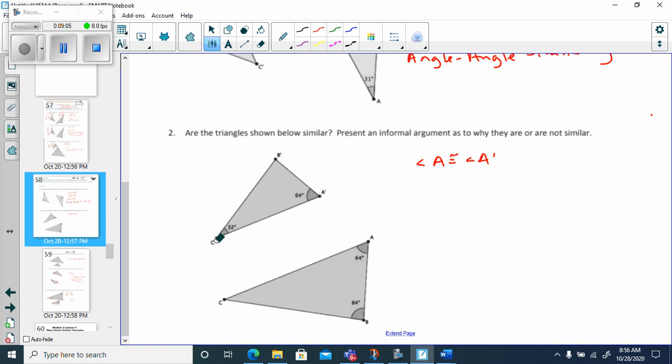Angle B, well, I don't know what angle B prime is. I can figure it out, though, because I know the three angles in a triangle add up to 180. So let's add these two up, 64 and 32. That's 96. 180 minus 96. Grab your calculator if you don't have it, just to check it, because I don't want anybody winding up with something 10 off because they didn't carry the number right. That's 84, okay?